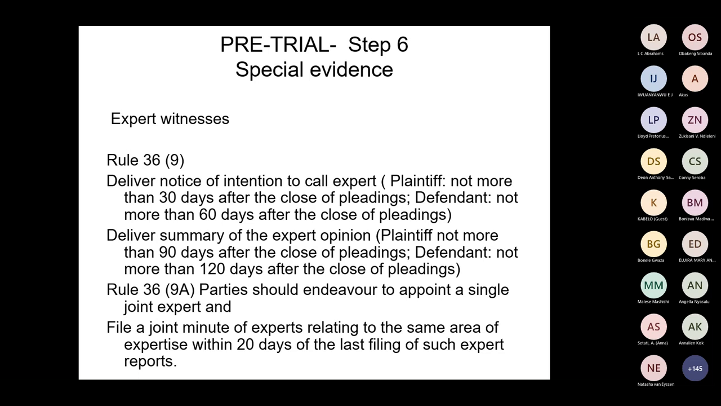That is the true role of an expert, and it's not to speak in the one or the other's favor, but we're not there yet. But parties should endeavor to appoint a single joint expert. If there's not a single expert of the same discipline, and there are two, say two orthopedic surgeons, and both of them have their own opinions as to what the prognosis is, the experts must get together and file a joint minute 20 days after the last filing of the reports. So what do they mean by get together? They would usually call each other on the phone or email each other. They will read each other's report, and then they will compile a joint minute.